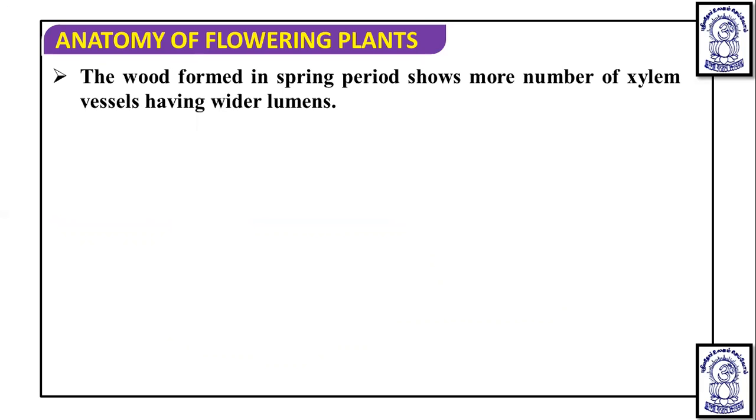So the wood formed in the spring period shows a larger number of xylem vessels having wide lumen, because in spring the activity of the cambium ring increases due to the demand in the plant. When the activity of cambium is more in spring, more xylem vessels are formed, and each xylem vessel has a wider lumen. This is known as spring wood or early wood.